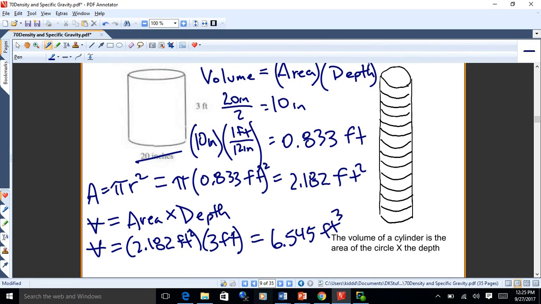So I got 6.545 cubic feet. Doing all right with that bit? So that's how big the container is. That's how much liquid you could put in the container. All right. So once you find the density and specific gravity, once you've got that.